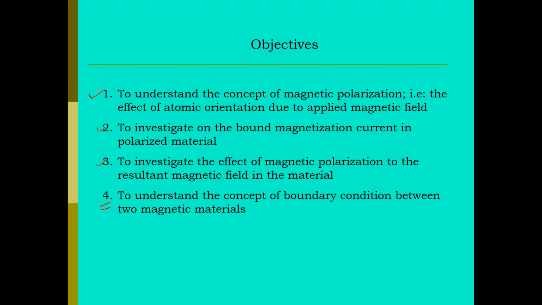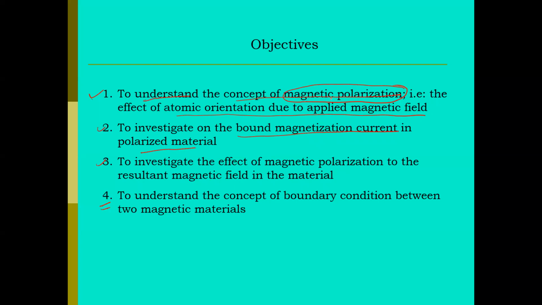Let's have a look at the first three objectives related to the material discussion. We're going to understand the concept of magnetic polarization, which is basically the effect of atomic orientation due to an applied magnetic field. That is what we mean by magnetic polarization. Secondly, we're going to investigate the bound magnetization current in a polarized material.